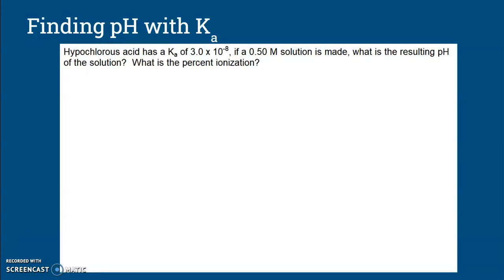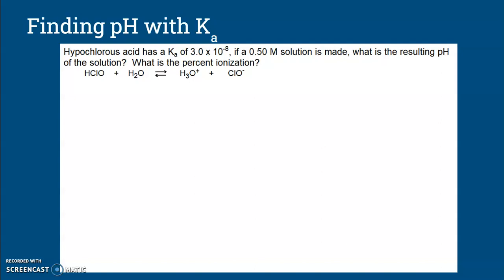So we know we have hypochlorous acid, so we're looking for hypochlorite, which is ClO minus, one H to balance out the minus 1 of the ClO, and we know that the Ka is 3 times 10 to the negative eighth. If I have a 0.5 molar solution, what is the resulting pH of that solution, and then also what is the percent ionization? That'll be important in a second when we get to the end. So here's my chemical reaction. You have our hypochlorous acid being put into water, and then it gets to equilibrium with our H plus ions and our hypochlorite ion, our conjugate base.